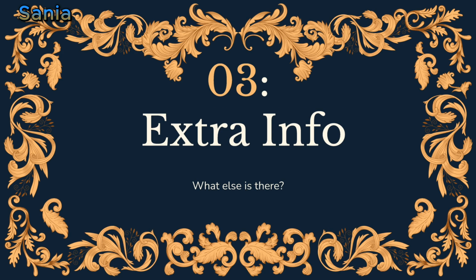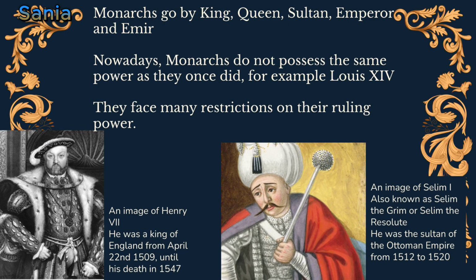Chapter 3, extra info. In this chapter, we will discuss the extra information about monarchy governments. Monarchs typically go by king, queen, sultan, emperor, or emir. You might have thought that a monarch's power is great. They control everything as they are the rulers.